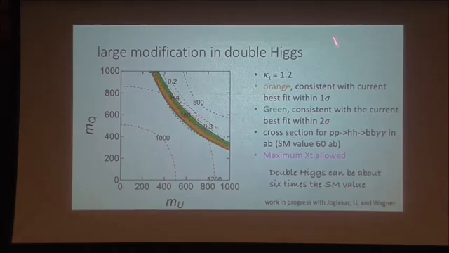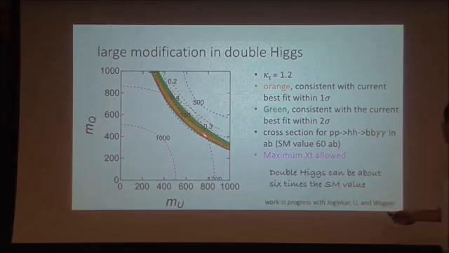And in this one, I modified kappa T to 1.2, so the top coupling can be 20% larger compared to the standard model value. Again, in the green region, the gluon fusion is consistent with the current measurement within 1 sigma. In the red region, gluon fusion is consistent with the current measurement within 2 sigma. And then the cross-section for bb gamma gamma channel, again, is in nanobar, and the standard model value is 60.